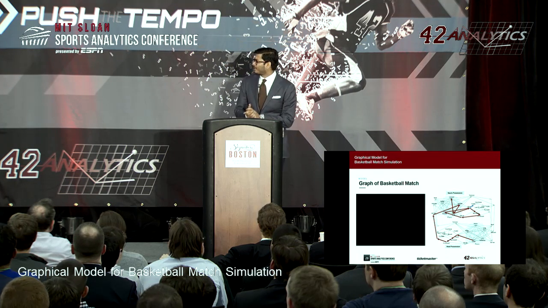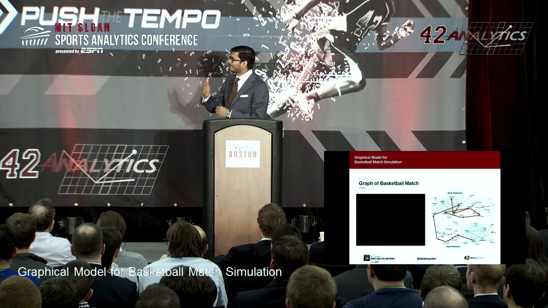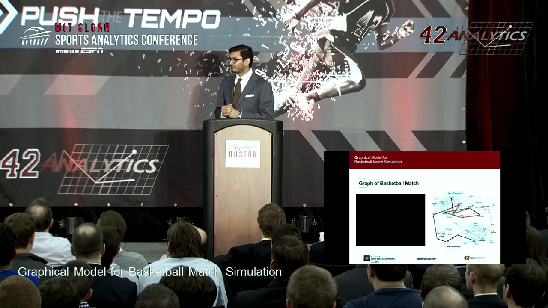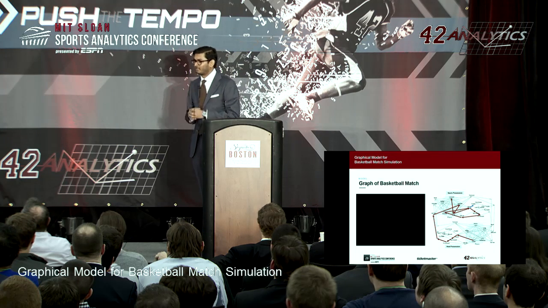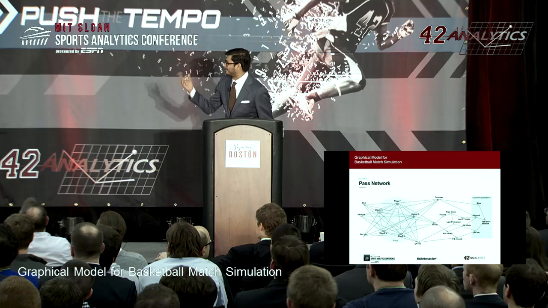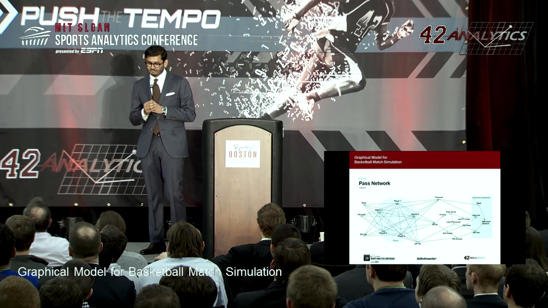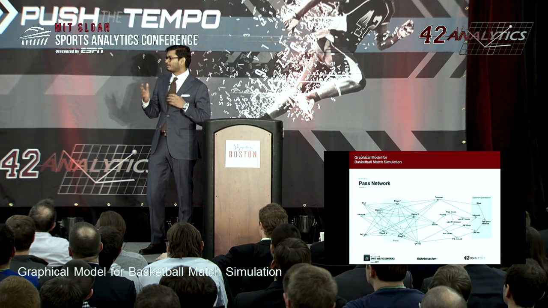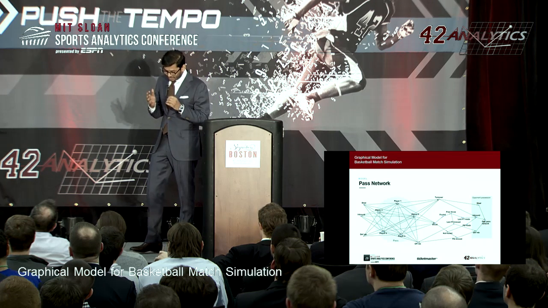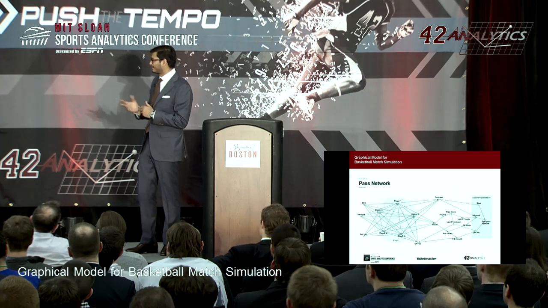Okay, so having illustrated the potential of our graphical model to replicate a complicated sequence of events in an actual game, let's go through how our model is working here. Let's start from the pass network. The pass network is basically a network between the players of the team. It decides how the players are going to pass the ball among each other. So let's take an example.